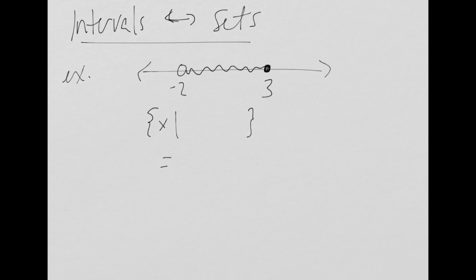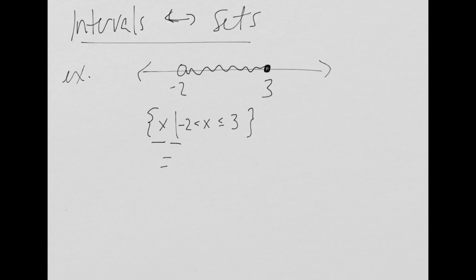So for a set, you say all x such that. So the first is your variable. You can change it to be whatever you want, if you want to write a star or p or t, whatever you want. The line here means such that. We want to say that x is strictly greater than -2, less than or equal to 3, because we're including 3, we're not including 2. So that's the set notation.